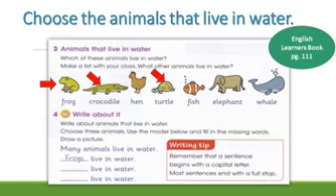How about the next one? What do you call the next animal? Yes, correct. It is a fish. So the fish lives in water. How about the next picture? The elephant. Do you think it lives in water?